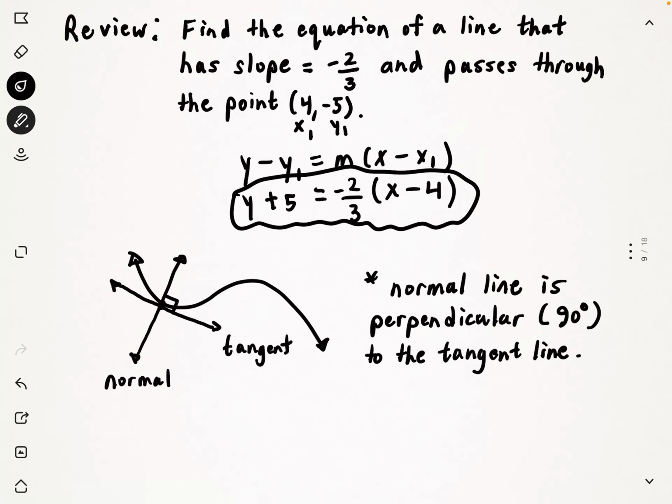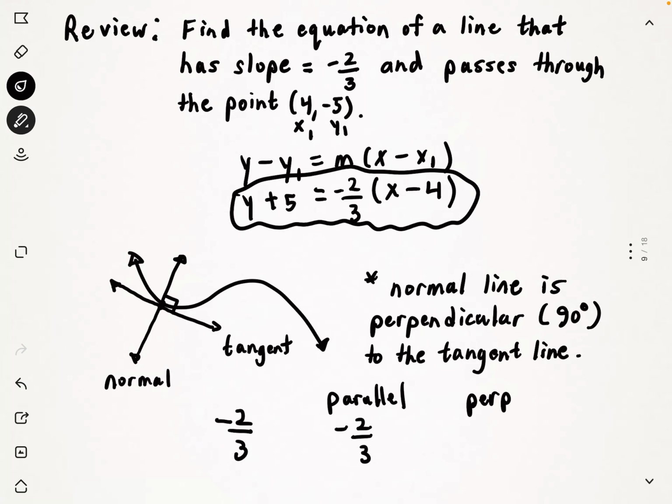Another thing to remind ourselves is that normal lines, not even sure if you've heard that term before, but a normal line is perpendicular to a tangent line. So tangent lines and normal lines meet at 90-degree angles. And just a reminder how the slopes of perpendicular lines go. If you have a slope of a line that is negative 2 over 3, then the slope that is parallel to that would be equivalent, so it would be negative 2 over 3.